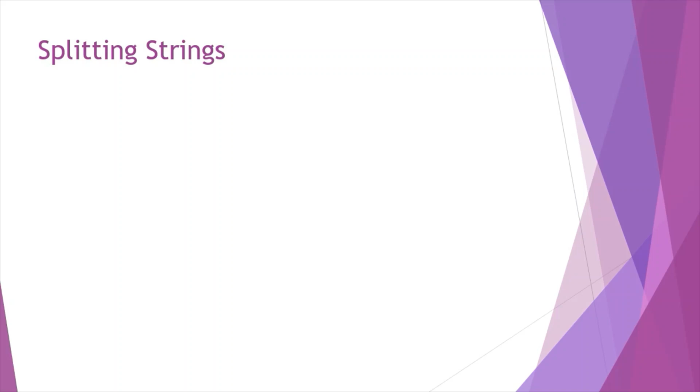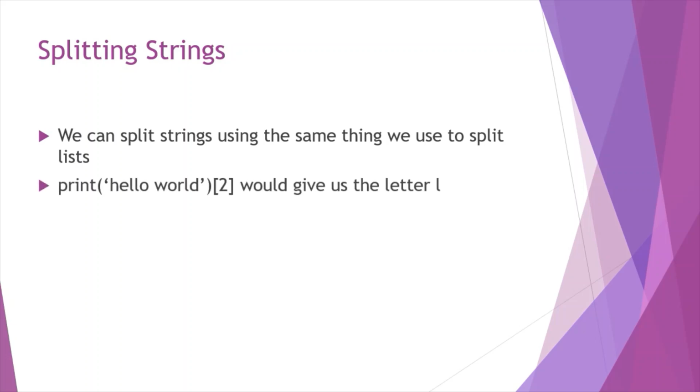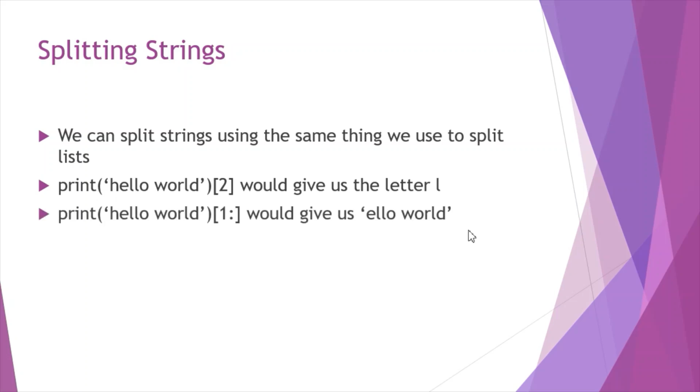So just a little bit about splitting strings as well, just a few points here. We can split strings using the same thing we use to split lists. So print("hello world"[2]) would actually give us the letter L, because L is in the third place: 0, 1, 2. Print("hello world"[1:]) to the end would just start here. So because we've got a 1 and not a 0, it would get rid of the H at the start and it will give us "ello world".